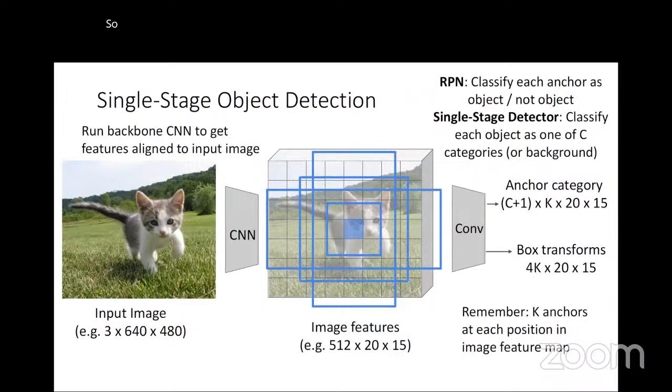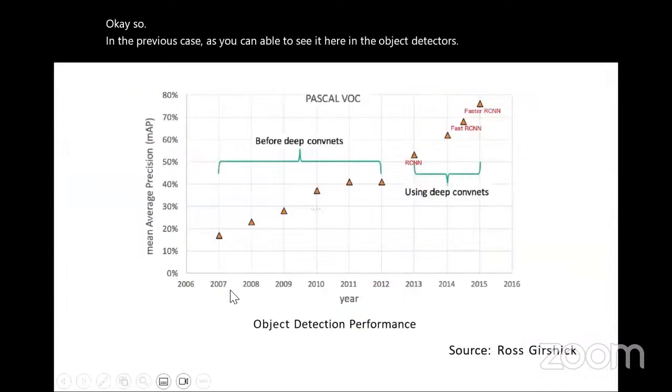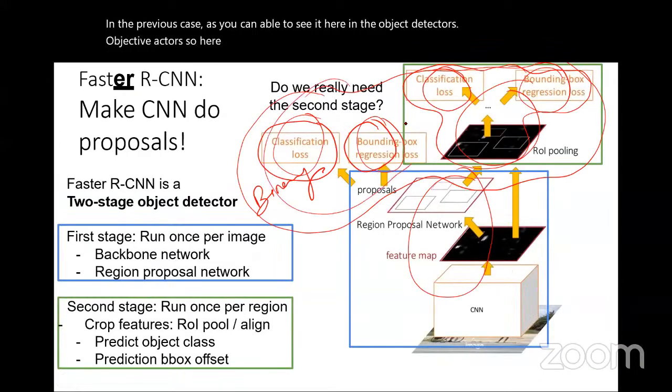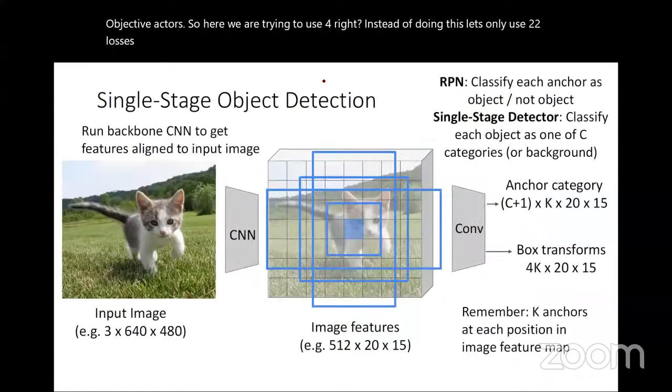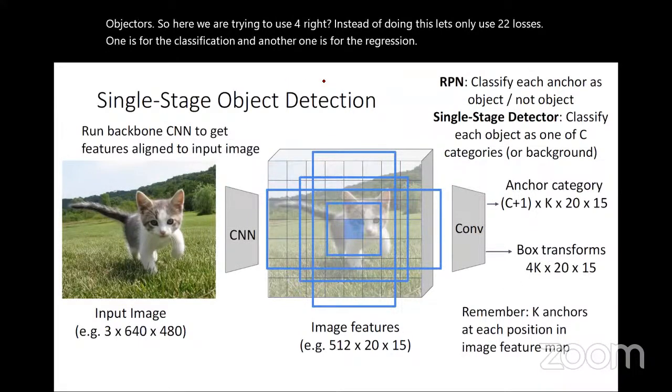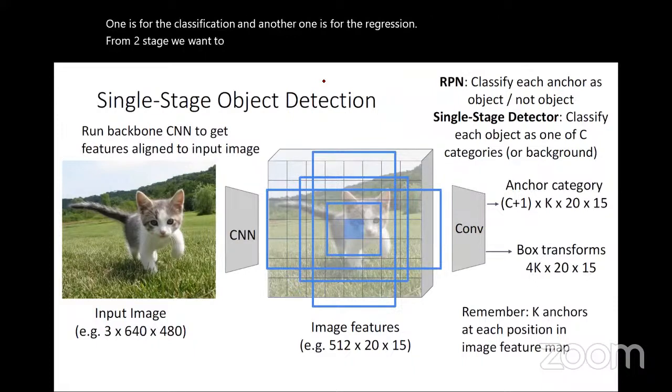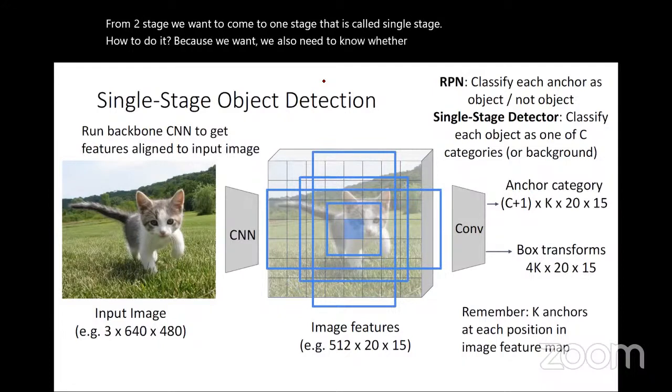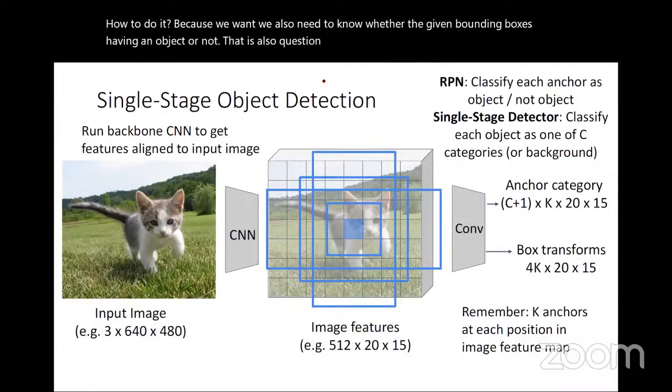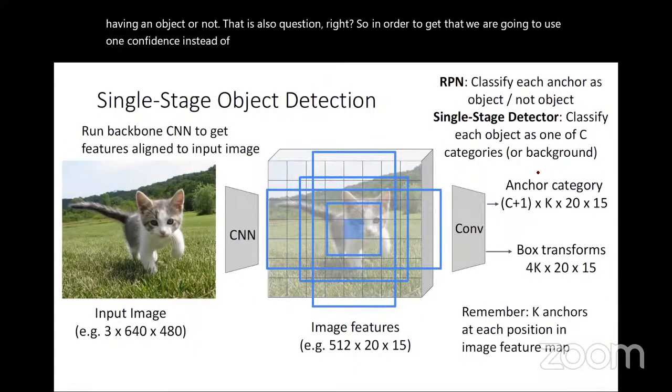So in the previous case, as you can see here in the object detectors, we are trying to use 4 losses, right? Instead of doing this, let's only use two losses. One is for the classification, another one is for the regression. From 2 stages, we want to come to 1 stage, that is called single stage. How to do it? Because we also need to know whether the given bounding box has an object or not. That is also a question, right? In order to get that, we are going to use one confidence. Instead of simply using these losses, here we are trying to consider a concept called confidence.